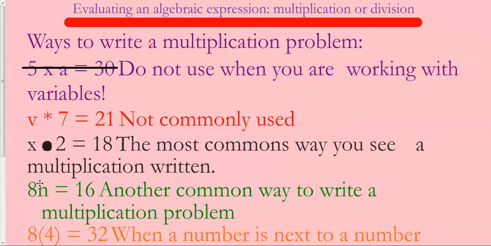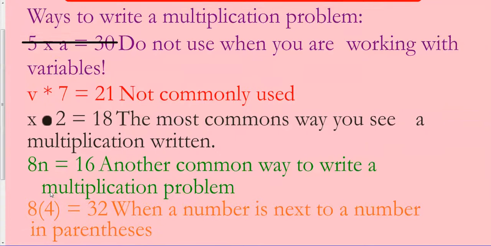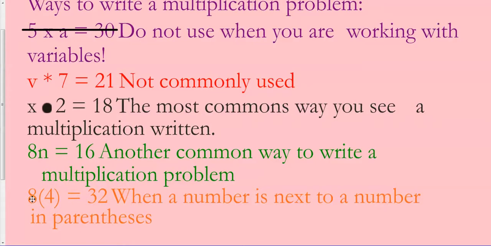And then, not last but not least, second to last, we have a letter next to a variable. So when a letter and a variable are smack dab next to one another, that means you multiply. And then last but not least, when a number is next to another number in parentheses, that also means to multiply. So here we have 8 times n, here we have 8 times 4, x times 2, v times 7. Again, remember, this is a no-no, no x's in here when we have multiplication problems.